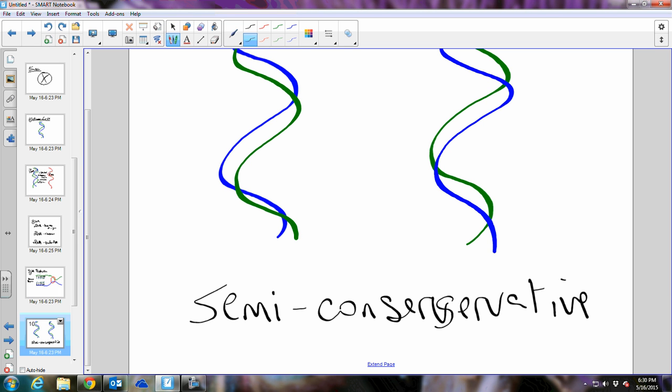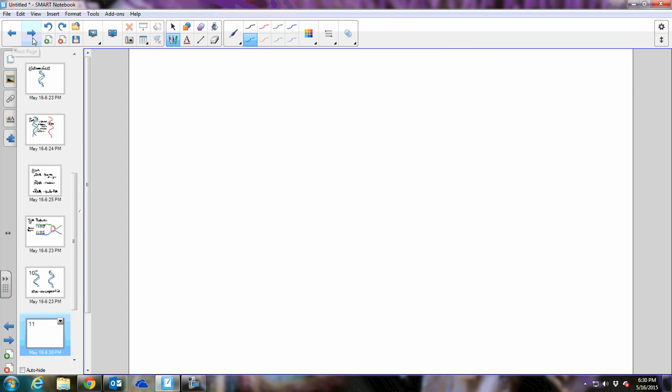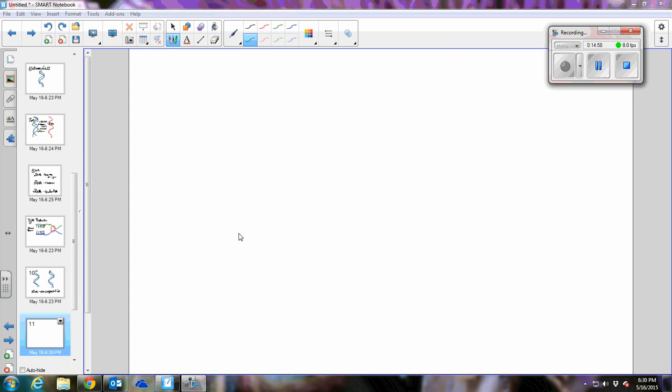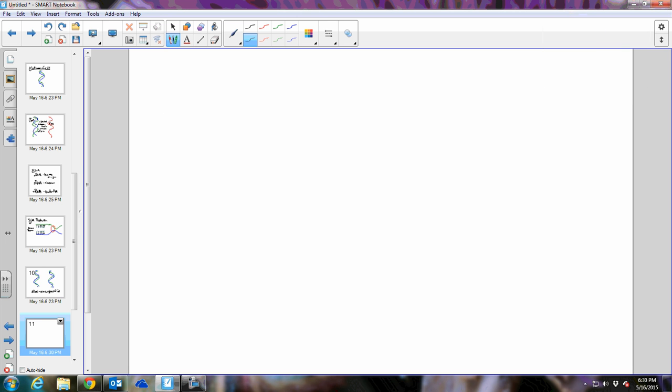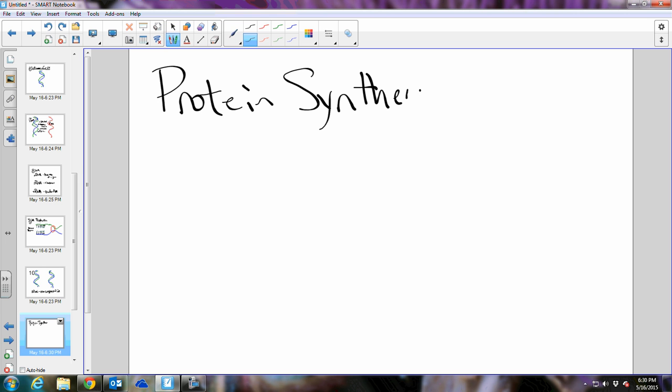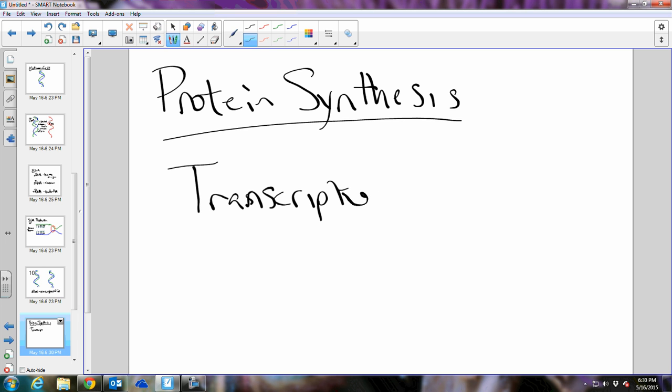Now, to move on to a more complicated piece, we're going to talk a little bit about protein synthesis. All right, and we can move through this pretty quickly. Protein synthesis is the production of proteins. My goal here is not to give you a really in-depth overview, but more so the basic overview. Protein synthesis has two stages: transcription and translation.